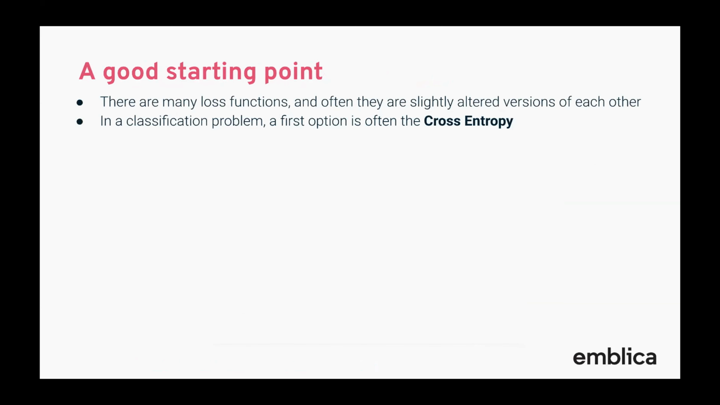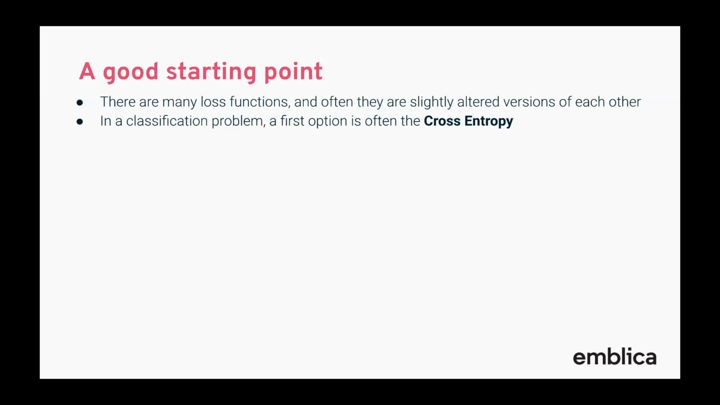So where do we start with these loss functions? There are very many options, and many of them are also derivatives of each other. But we have some very archetypical loss functions that are used in many tutorials or in the scientific literature. And in a classification problem, the one you're usually first taught is the cross entropy.